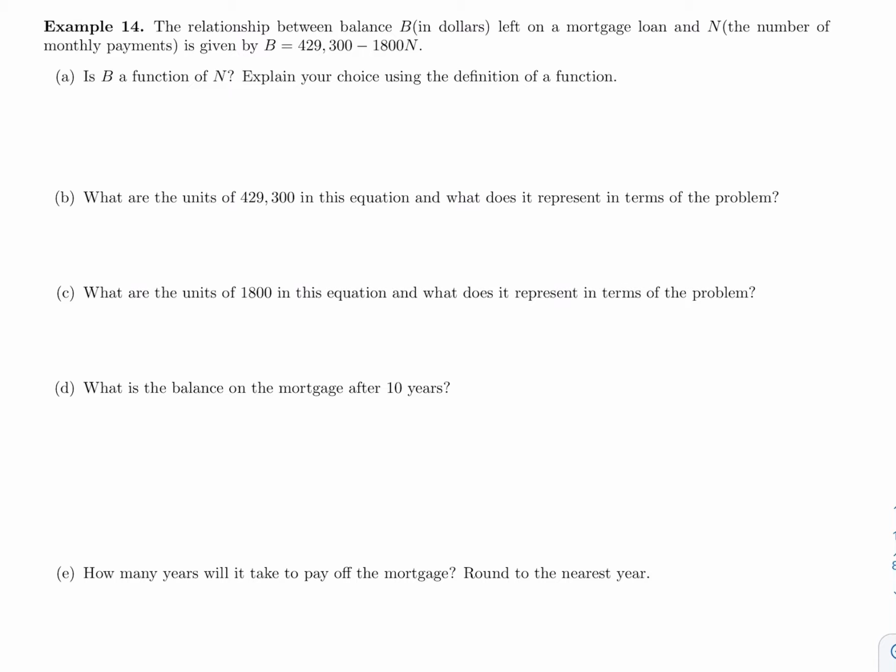So the first part says, is B a function of N? And explain your choice in terms of the definition of a function. There are a couple ways to approach this. One thing we can think about is it says use the definition of a function. So we want to think, does each input have one output? Each month that we pay our mortgage off, is it going to correspond to one balance?